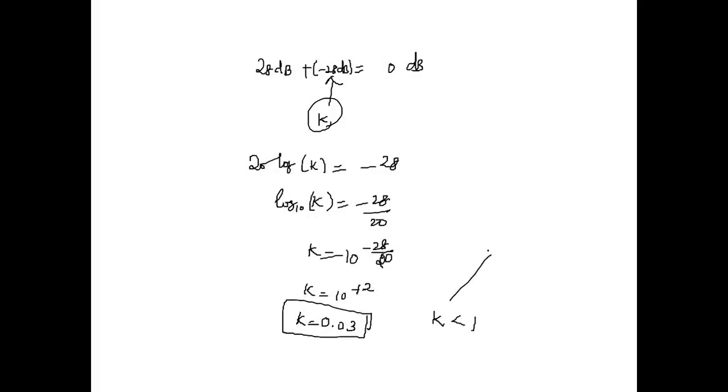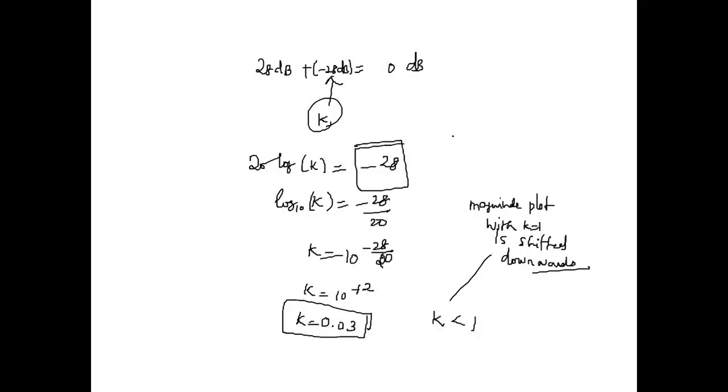Definitely the curve, already we have drawn the magnitude plot with k equal to 1, right? That magnitude plot is now shifted downwards, a new magnitude plot, because the k value is lesser than 1. At every point of the magnitude plot with k equal to 1, we have to add the value minus 28 dB. That is what it means.